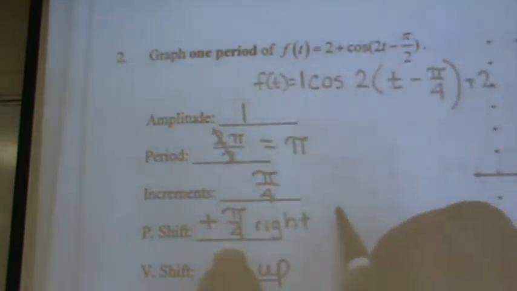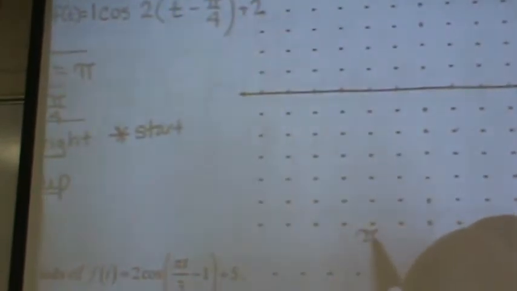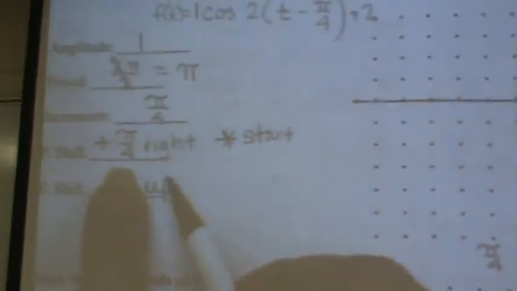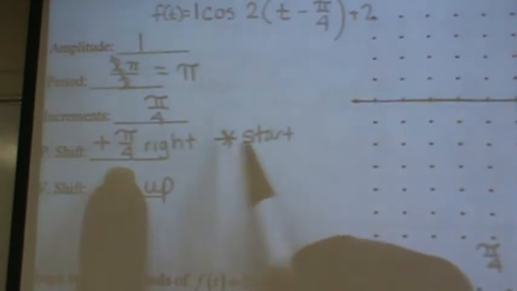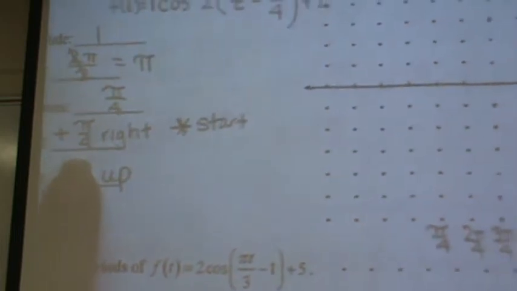So this is where you start. You're gonna start at pi over 4. So just write pi over 4. And now you're gonna add pi over 4 to each one of these. So you get 2 pi over 4, 3 pi over 4, 4 pi over 4, and 5 pi over 4. That's gonna give you 1 full period.